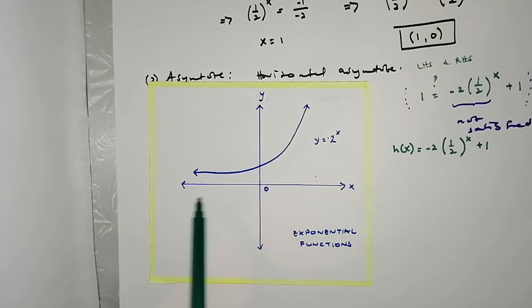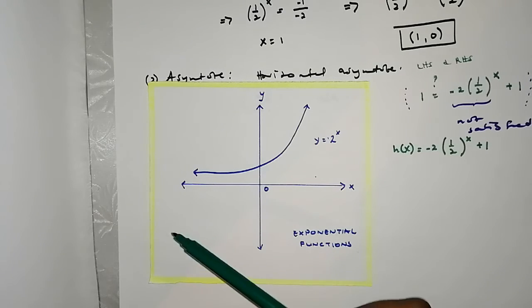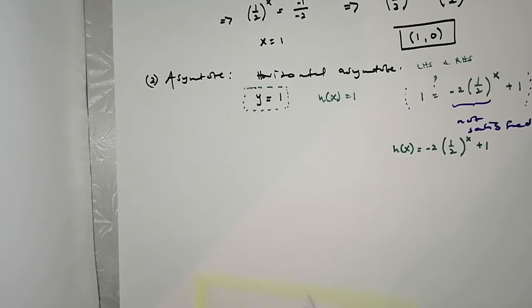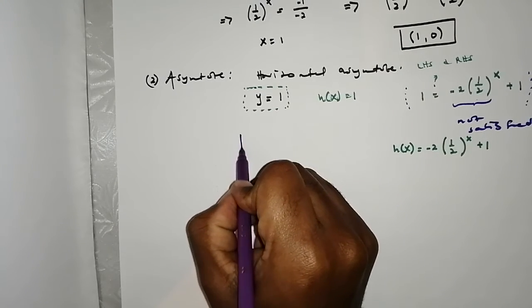And then we had a positive 1. That positive 1 will shift the entire function 1 unit upwards. So let's just see how our function would actually be. Okay, let us sketch our function.